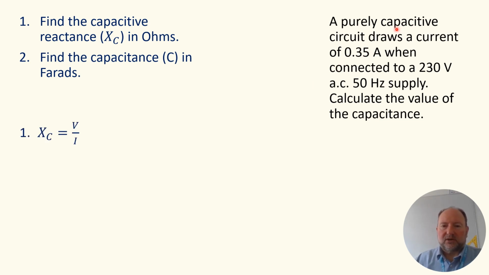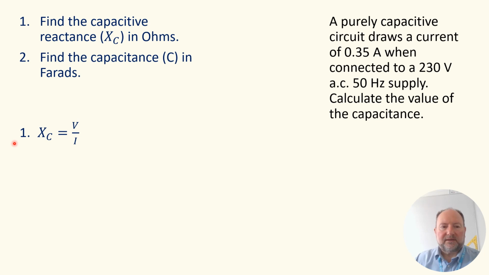So let's get on to the first stage then. Pretty similar to Ohm's law. If it said purely resistive circuit, we'd use R is V over I, but as this is purely capacitive, we can say that XC is V over I. There's no mention of resistance, it's all capacitance, so V over I will work in exactly the same way.